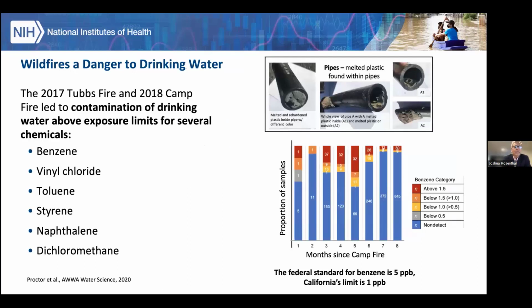Similarly, wildfires appear to have an effect, not only direct effects on people and via the associated air pollution, but on contamination of drinking water. If you look at the 2017 and 2018 major fires in California, we've seen increased depositions of several serious pollutants listed here: benzene, vinyl chloride, toluene, etc., that are all known to be carcinogenic and have other toxic properties.